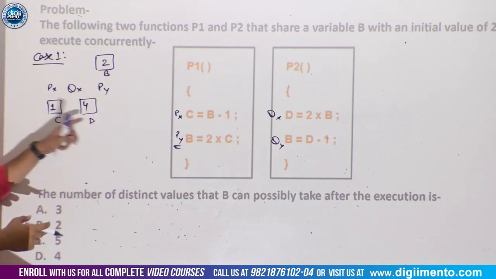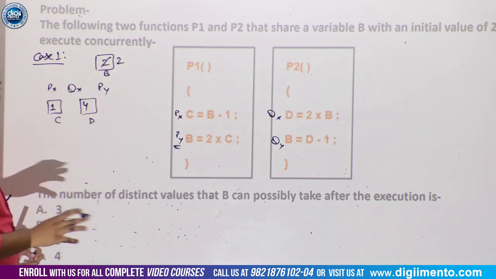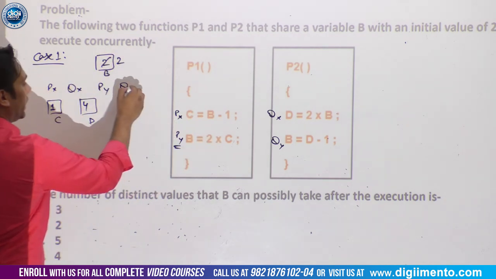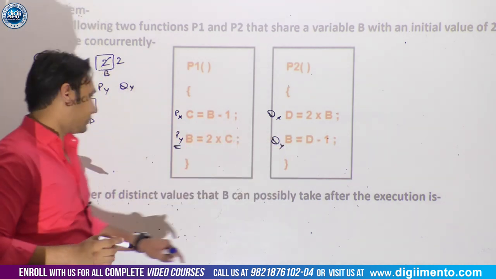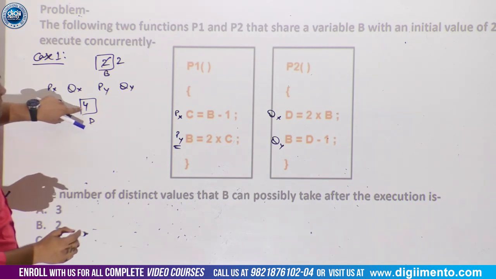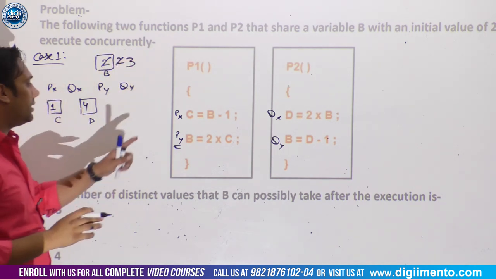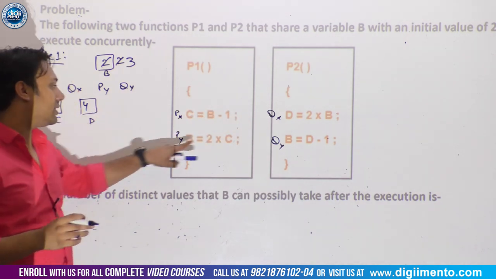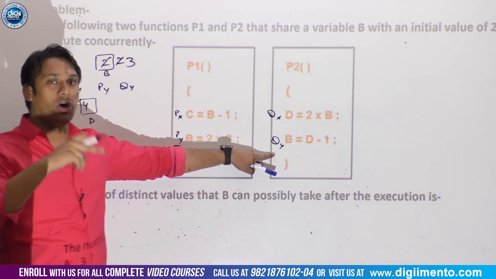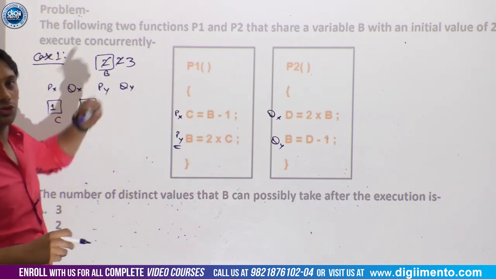So the value of C is 1, so 2 into C is 2. So this value will now be updated with 2. Now the CPU is given to the statement QY. QY is trying to do B is equal to D minus 1. The value of D is 4, D minus 1 is 3. So this can be the first case, when we execute this statement first, then this, then this, then this. If this is the order of statements, then the end result is going to be 3. B is going to store the value 3.